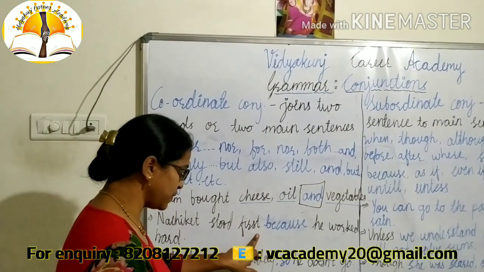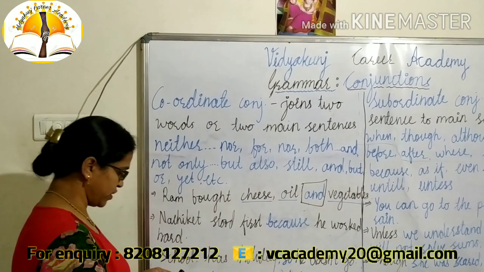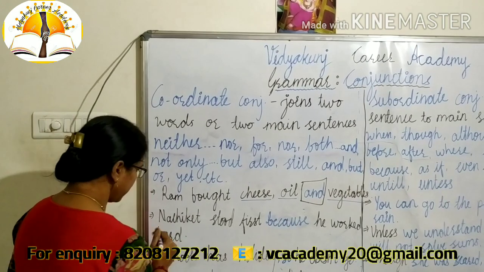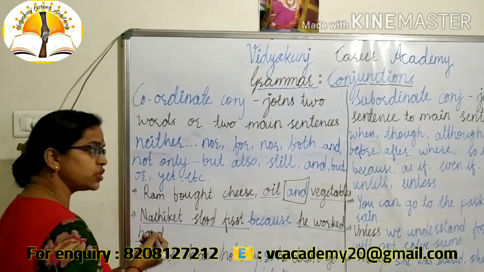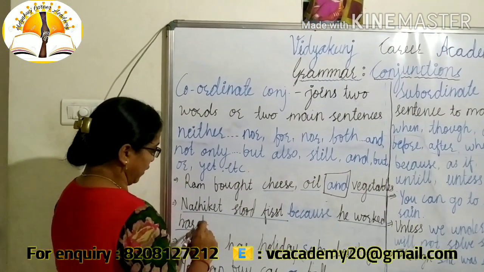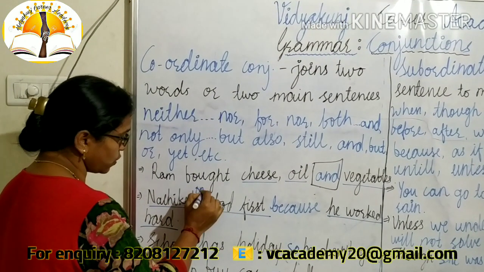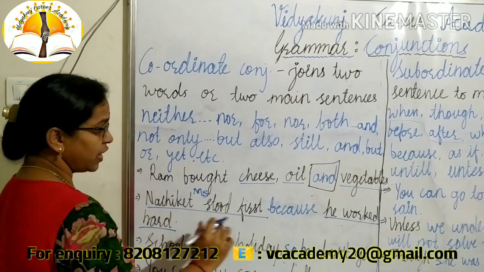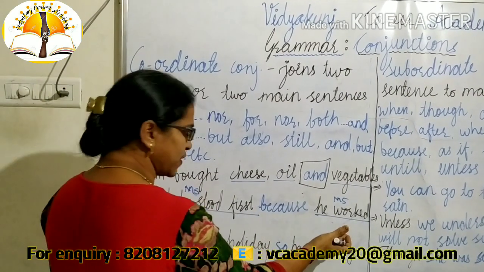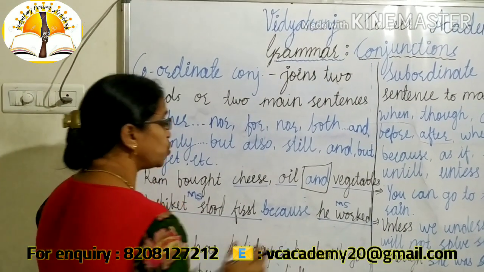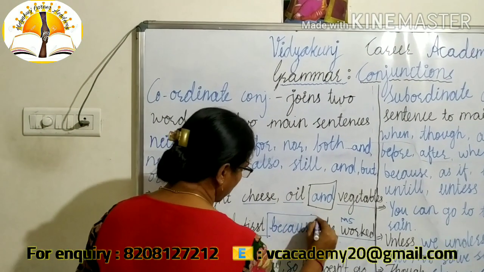Now the next sentence. Nachiket stood first because he worked hard. Nachiket stood first is the first sentence, and he worked hard is also one sentence. Both are main sentences. This sentence does not depend on the other. These are two separate main sentences joined with the help of because.